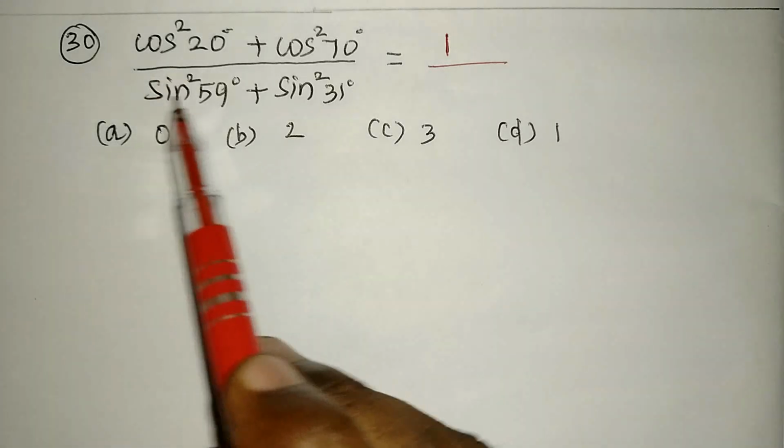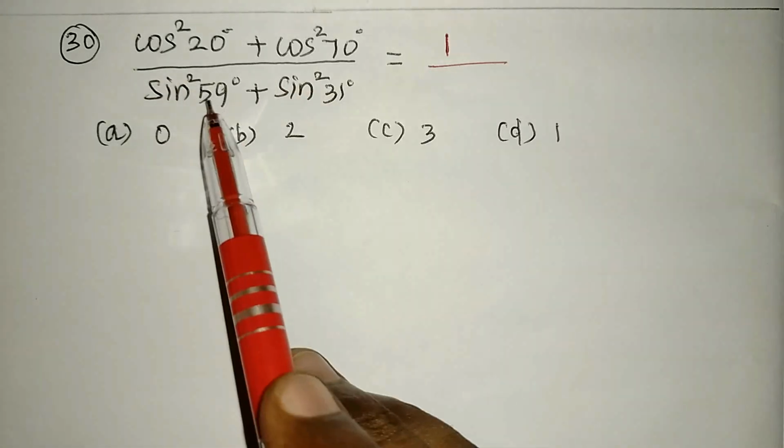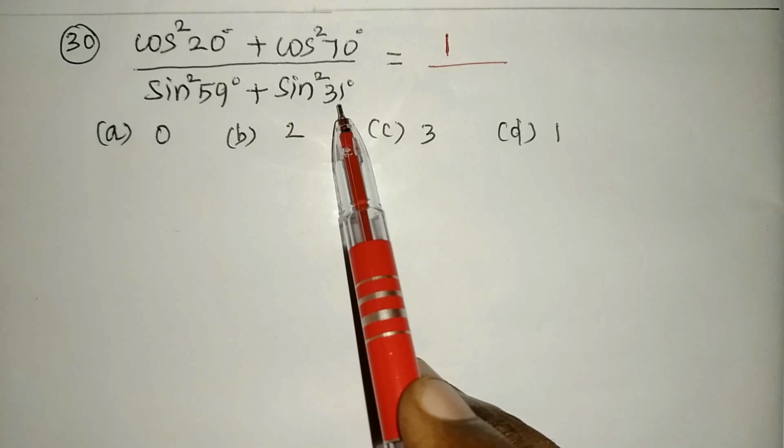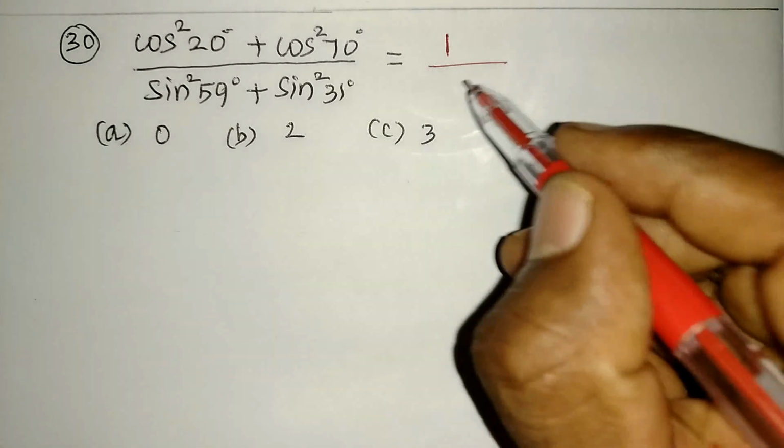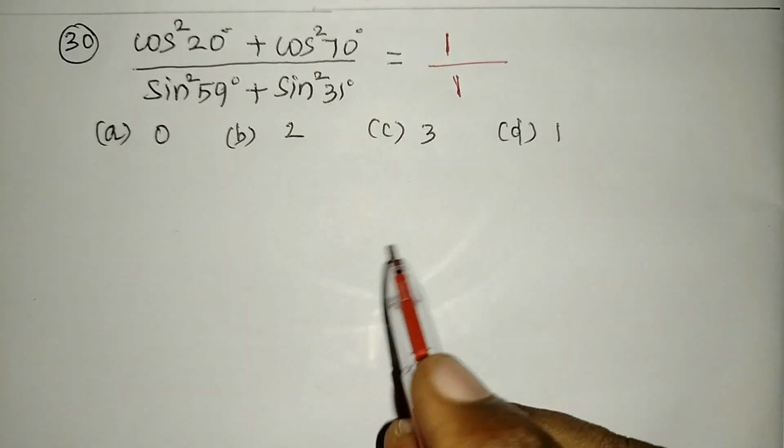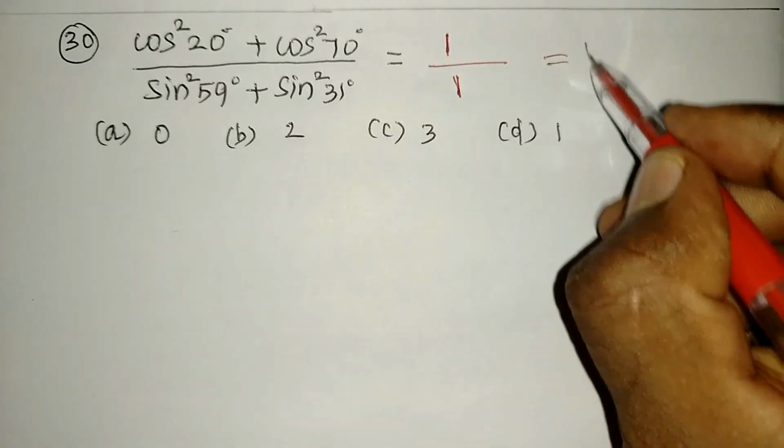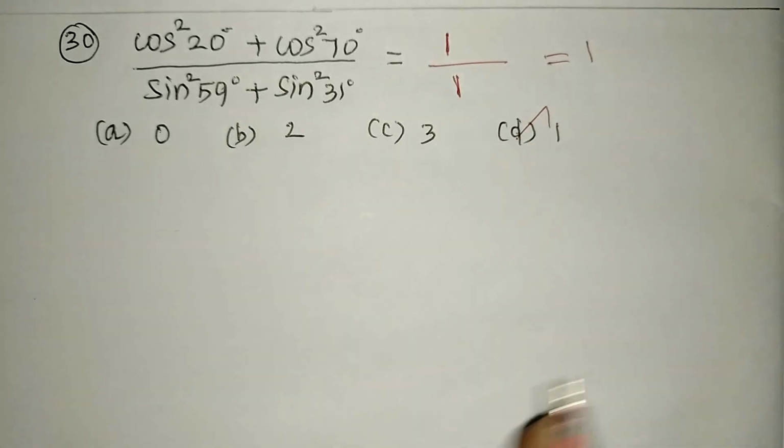Here also we have sin square. Add 59 plus 31, we are getting 90. Then 1. That's it. This clue I have given already. So 1 by 1 is equal to 1. So we are getting option D. If you need the steps also, I will give. That means you have to use complements, then you will get the same answer, no problem. Okay, I hope you will understand this.